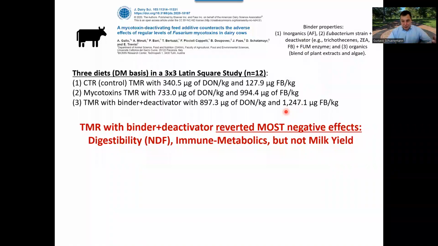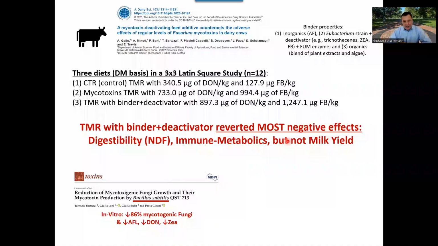For those that want to read the study, here is the study, but just the basic summary: the TMR with this binder were able to revert most of these negative effects. They didn't do 100%, but they were able to revert most of them, especially in digestibility of the fiber, and the immune and metabolic reactions in cows, but they didn't have fully recovered milk yield. So milk still was low.